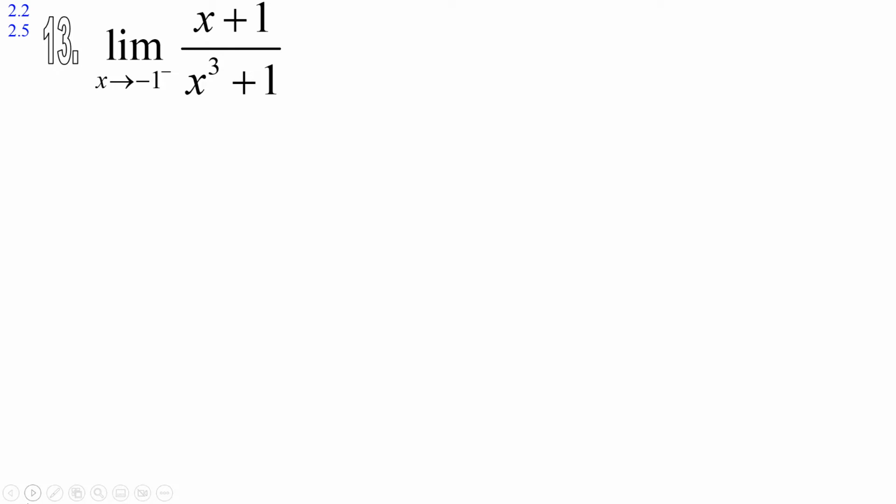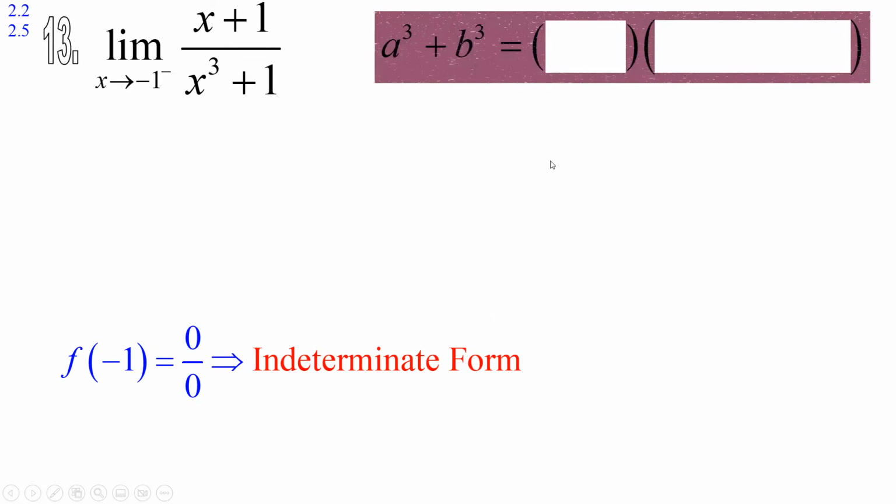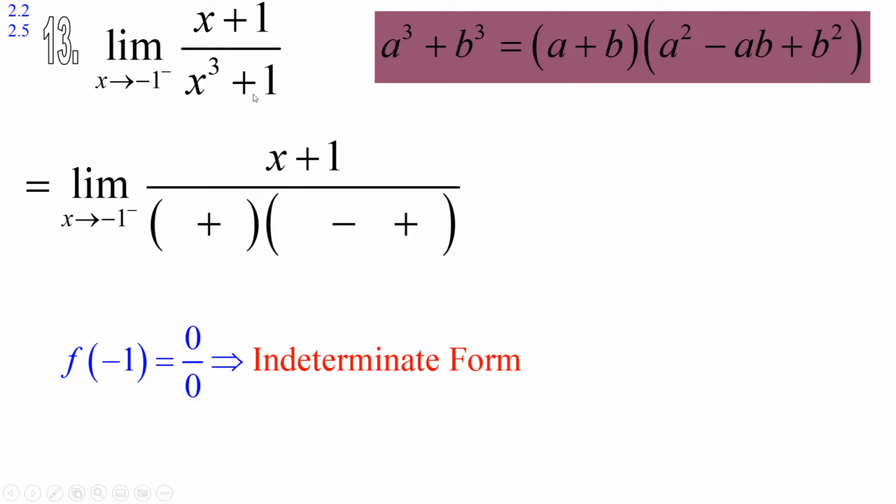All right, well, it looks like we have the same thing here, because if I do direct substitution, I get 0 over 0 again. And now x cubed plus 1, I think I could factor this if I wanted to. So I could do it either way. All right, indeterminate form, so I'm going to do the factoring. So a cubed plus b cubed is going to be, again, a plus b times a squared minus ab plus b squared. So let's factor it.